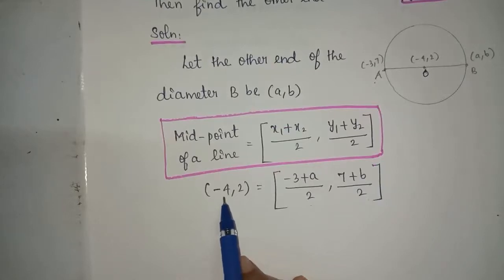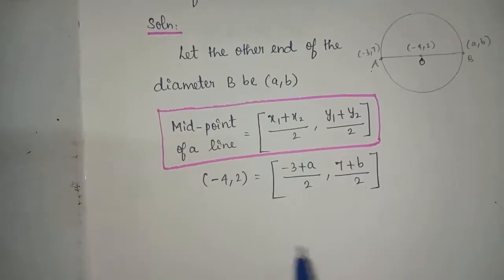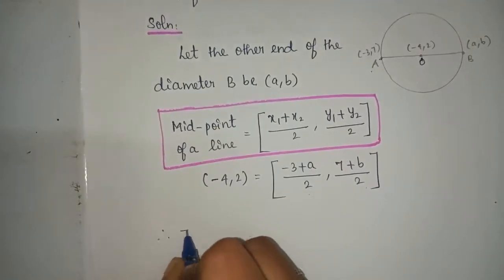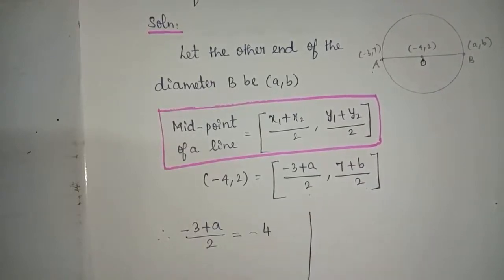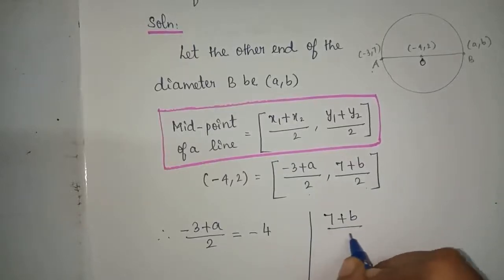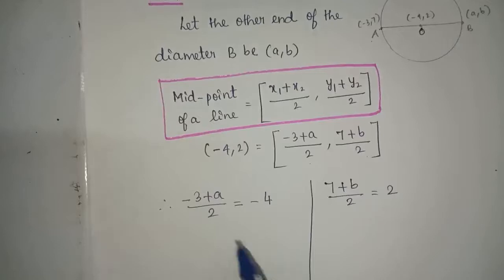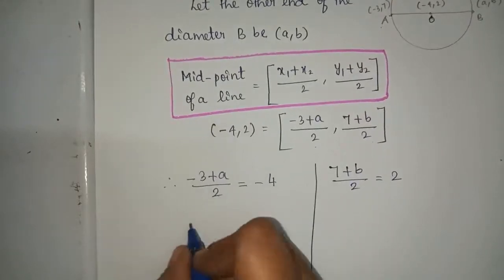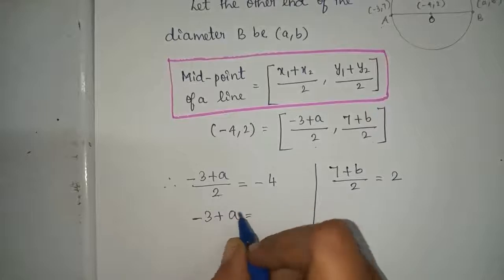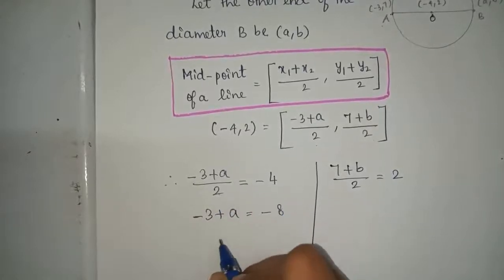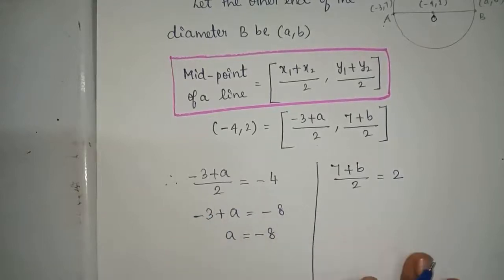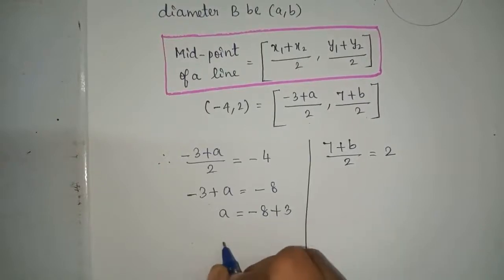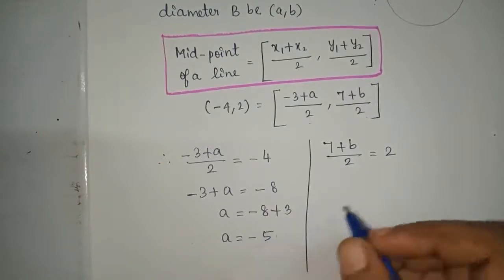Now this is your x coordinate and this is your y coordinate. Similarly, this is your x coordinate, this is your y coordinate. So equating x and y coordinate, we get minus 3 plus a divided by 2 is equal to minus 4. Then 7 plus b divided by 2 is equal to 2. Then next step is you have to do the cross multiplication. Minus 3 plus a is equal to 2 into minus 4 is minus 8. So a is equal to minus 8. If you are taking minus 3 to right hand side, you get plus 3. So the value of a is equal to minus 5.